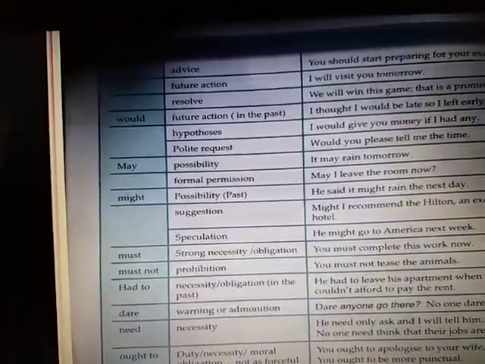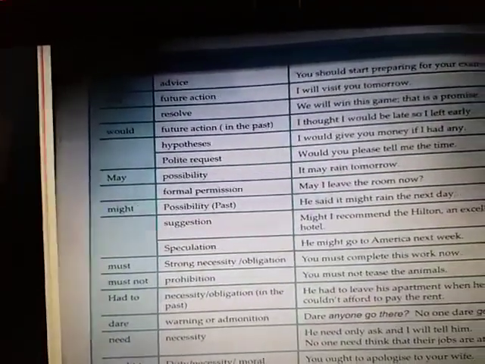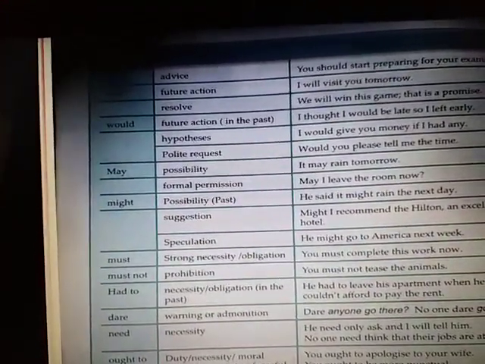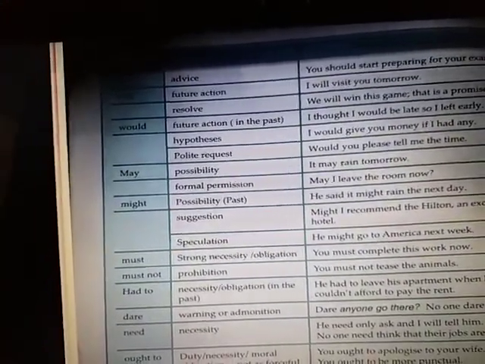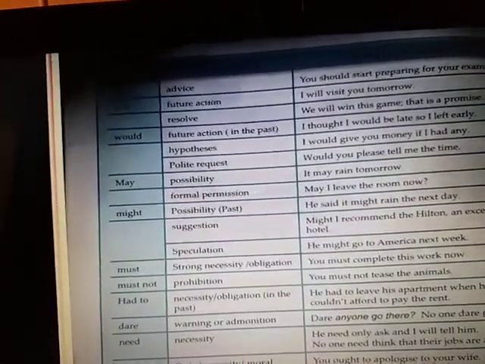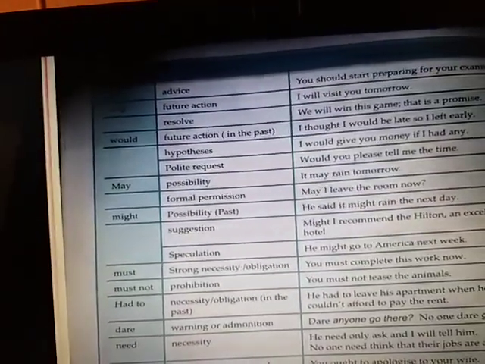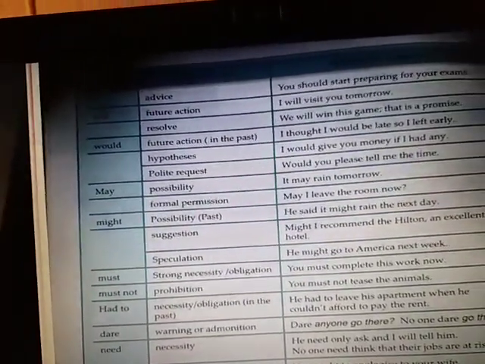Might is the past tense of may. It is used for the expression of possibility in past and used for the expression of suggestion. As for example, he said it might rain the next day.